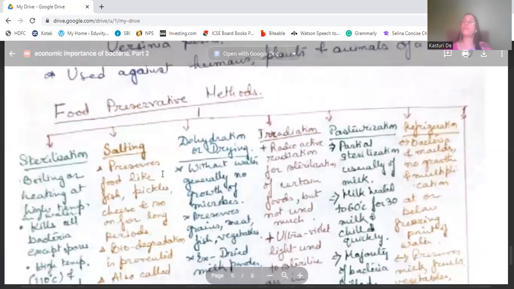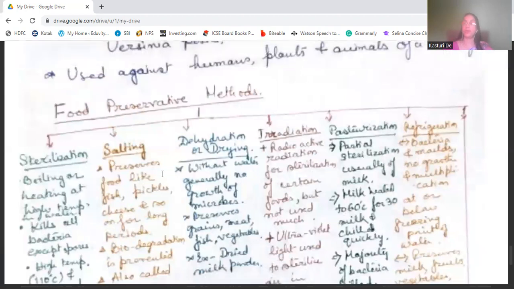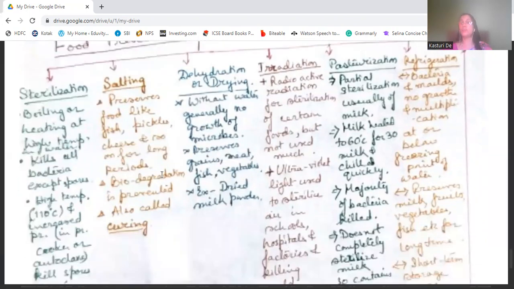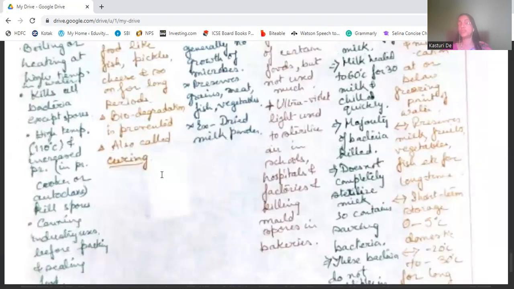Then we come to refrigeration. Here, bacteria and mold do not grow or multiply below the freezing point of water. That is, the freezing point of water is 0 degrees centigrade. So below 0 degrees centigrade, if a substance is refrigerated, then the bacteria and molds do not grow or multiply. So this process can preserve milk, fruits, vegetables, fish, etc. for a long time.